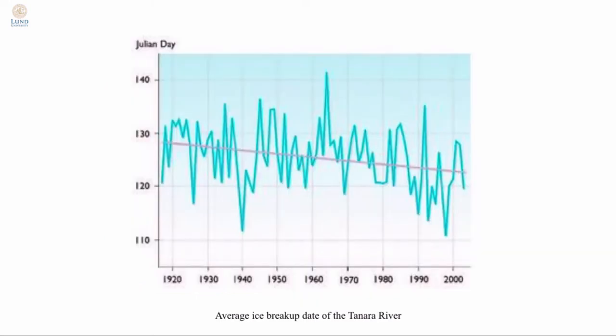Here's another example. This figure shows the date of the break of the ice of the Tanara River. Looking at the data, it seems like we can see that the ice breaks earlier and earlier every year. But is this really so? And is this a statistically significant change or just a minor variation? It's easy to draw a line through the observation and then draw strong conclusions from that. The line we see here must surely show that there is the global warming effect.